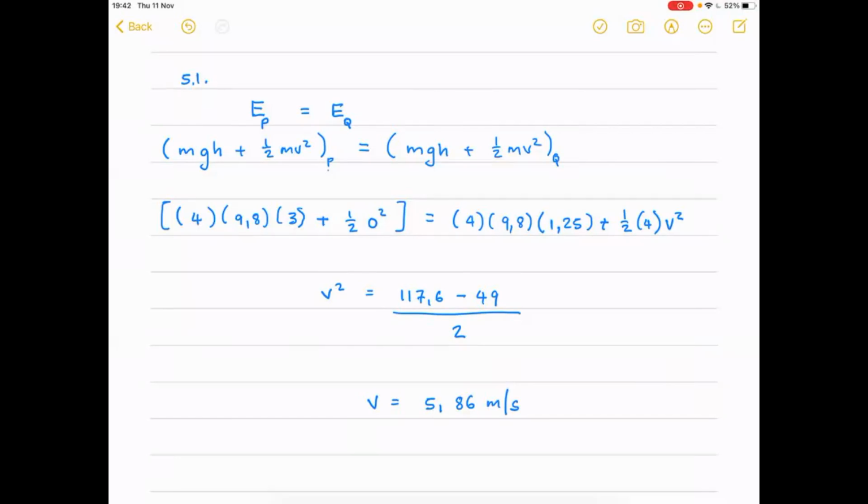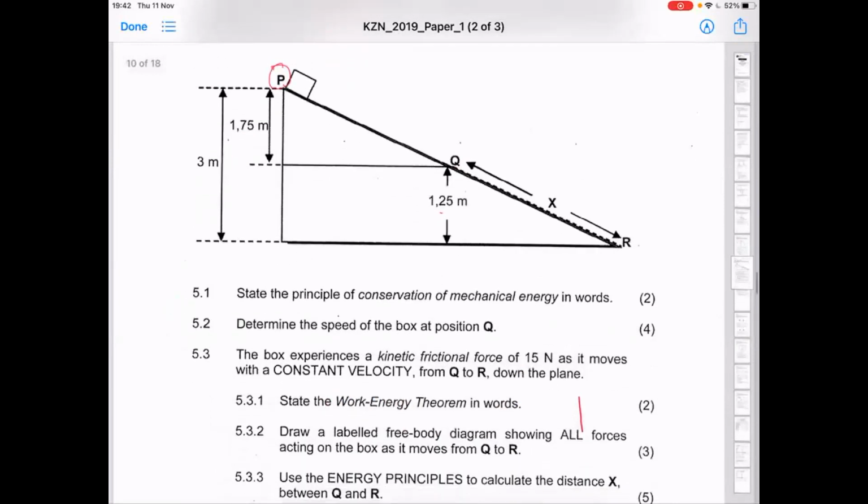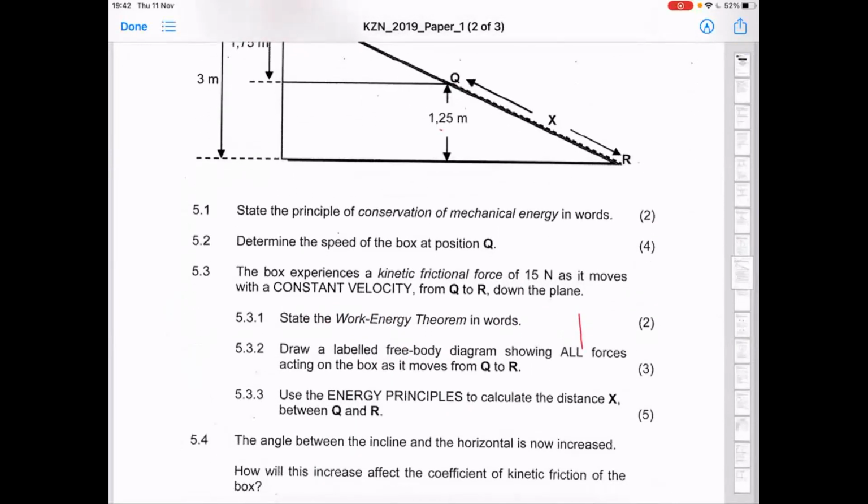Okay, we calculated this, just to remind you, using this as our 0. Okay, if you wanted to, you could choose this point to be 0 meters, then h for P would be 1.75, and h for Q would just be 0. Okay, so you can choose where you want the 0 of your potential to be. Okay. So that answers 5.2, which says determine the speed of the box at point Q.